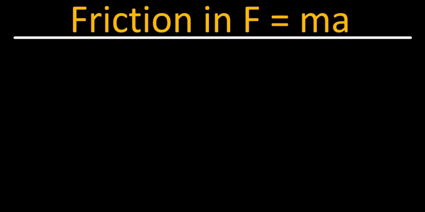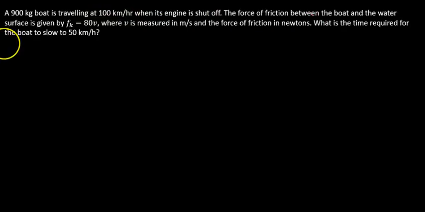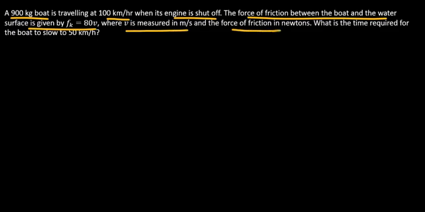In today's video, we will look at how to incorporate friction in Newton's second law of motion through some interesting problems. Problem 1. A 900 kg boat is traveling at 100 kilometers an hour when its engine is shut off. The force of friction between the boat and the water surface is given by this expression, where V is measured in meters per second and the force of friction is measured in newtons.